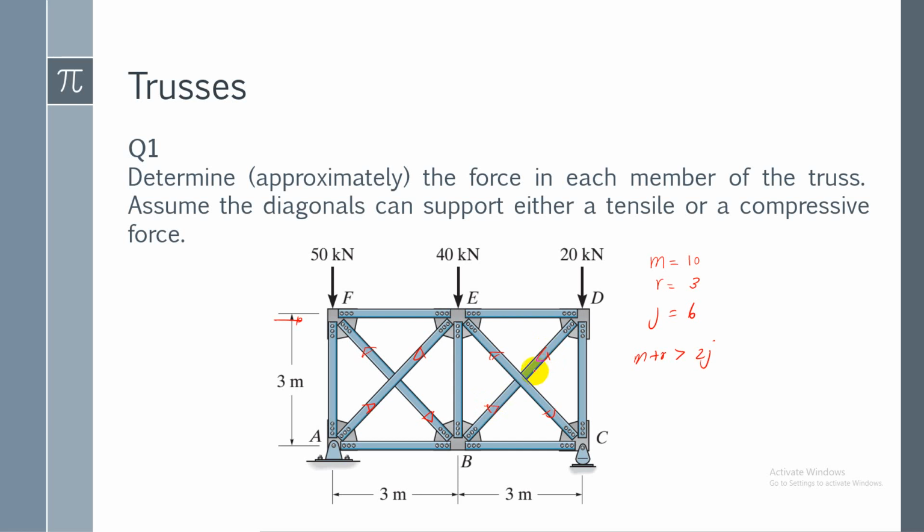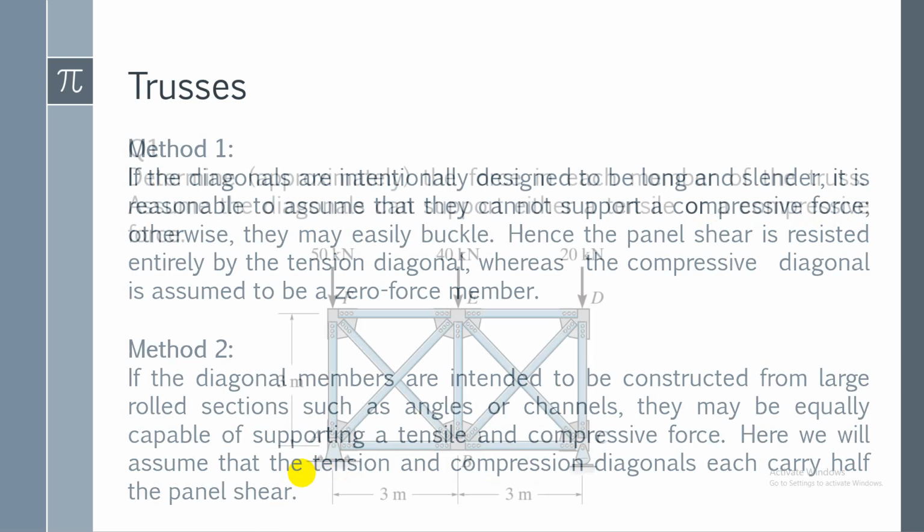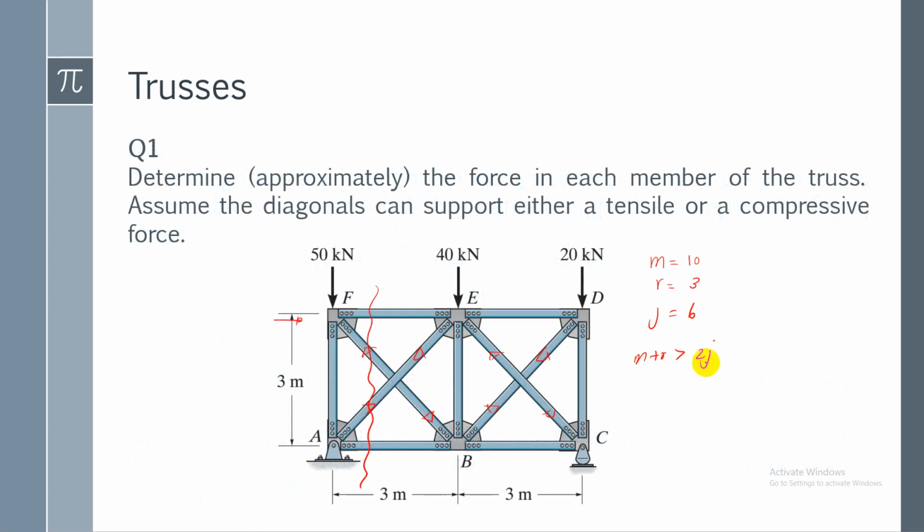Now what this method 2 says is, if I take a section, then I can assume each member carries half the shear force. So each carries half the panel shear. Now if I look at this element, the load is not equal, so we have to find the support reactions. So RA and RC and HA.